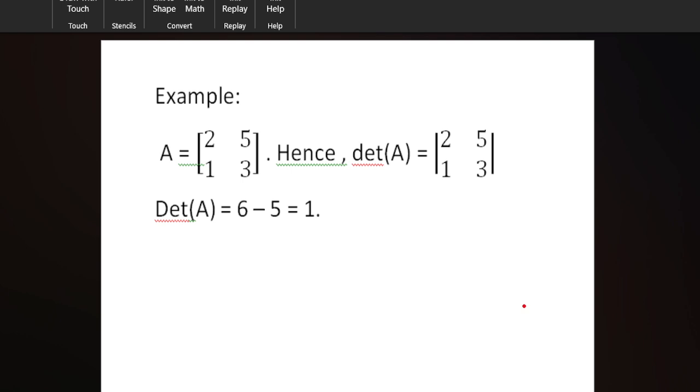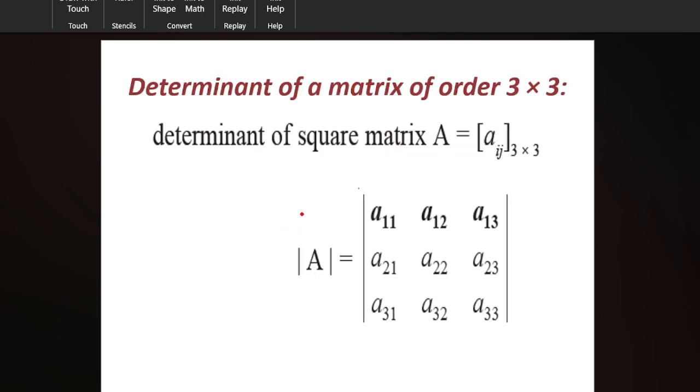Now an example here, we can get it very simple. You know all this, even though we have to recall it. 2 into 3 is 6 minus 1 into 5 is 5. 6 minus 5 is 1.